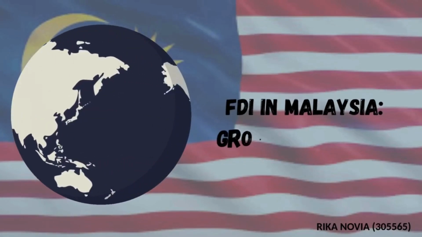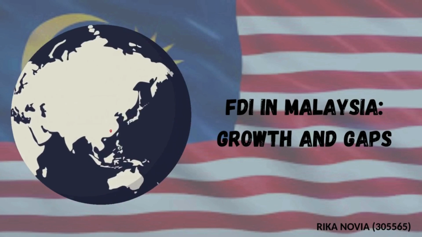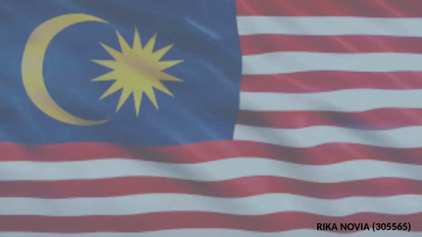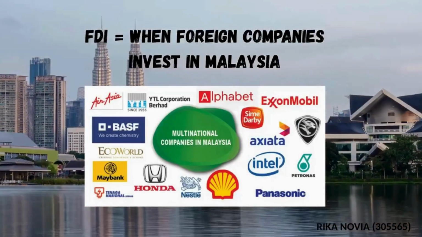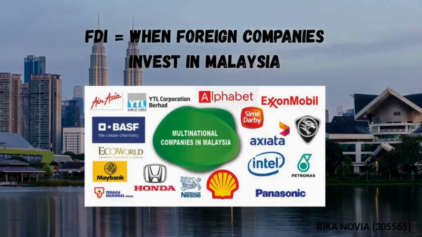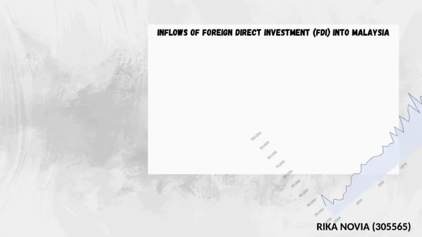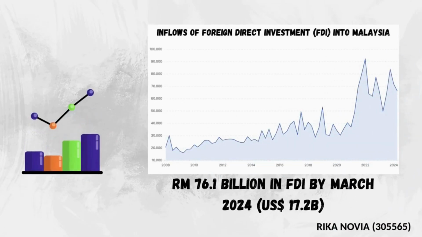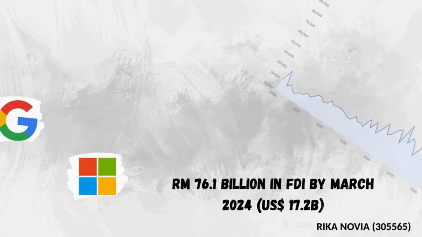Foreign direct investment, or FDI, is an important player in terms of not just the economy but income distribution in a country such as Malaysia. FDI occurs when MNCs, which are multinational companies, invest in Malaysia, which can lead to job creation, productivity gains, and international competitiveness. As a result, by March 2024, Malaysia had secured potential FDI worth 76.1 billion ringgit Malaysia from Intel, Microsoft, and Google in manufacturing and technology.